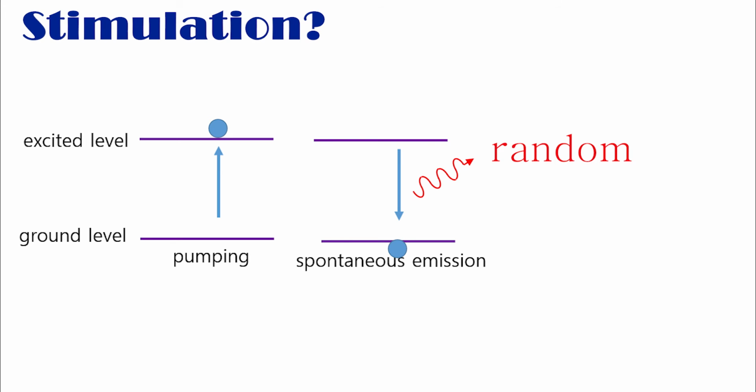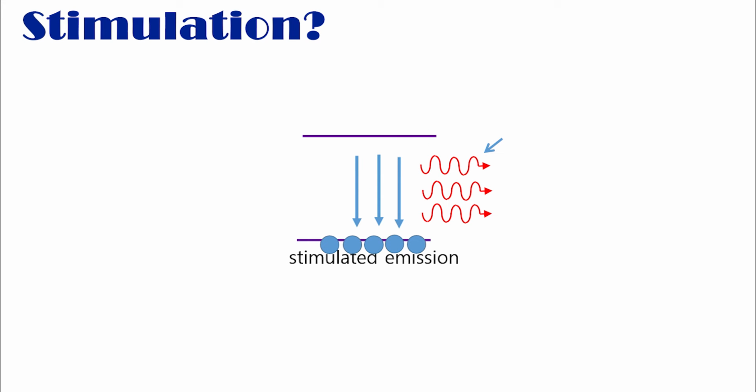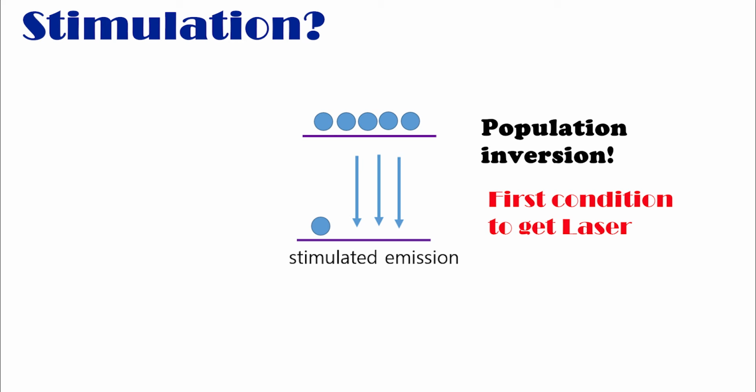Here the phases are random. Suppose you have a lot of electrons in the excited state. Then what will happen? Because we give external stimulation to the electrons, they will fall down to the ground state. Photons come out and their phases are the same, which gives constructive amplification. When the number of electrons in the excited state exceeds that of the ground level, we say this is population inversion. So this is the first condition for laser amplification.